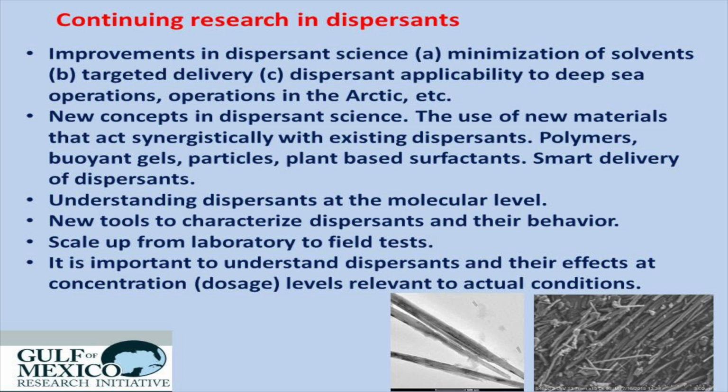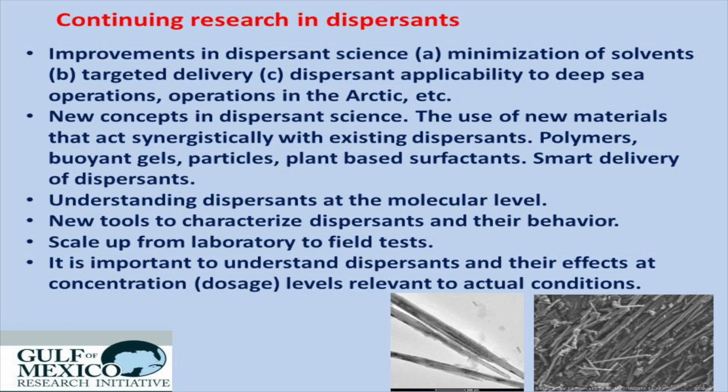Okay, so some of the things that we are doing are based on new concepts. One of the problems we realize is that the world's coastlines are stockpiled with Corexit. It's going to be very difficult to displace them. But this is long-term research, and we're hoping that some of the things we do can act in synergy with Corexit and so on. Okay, so there are new concepts, new materials that act with existing dispersants. There are polymers, there are gels.